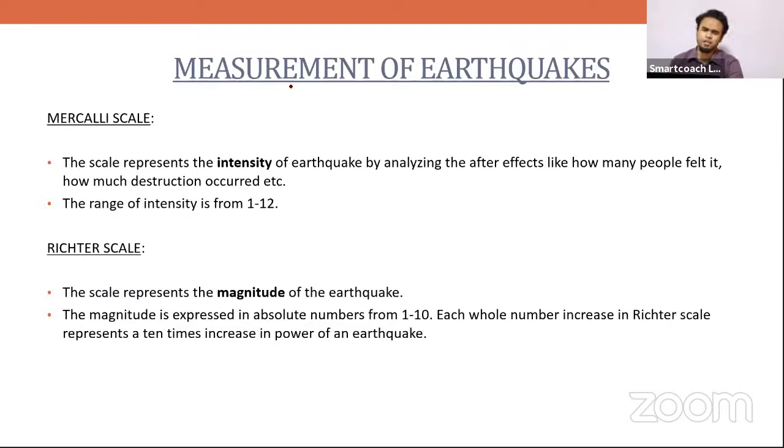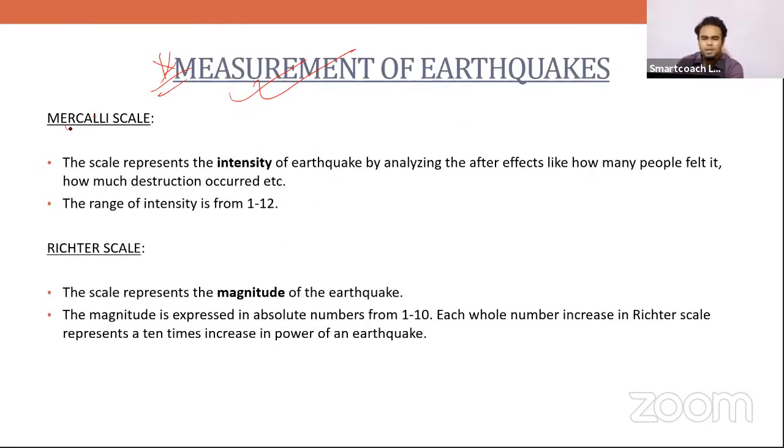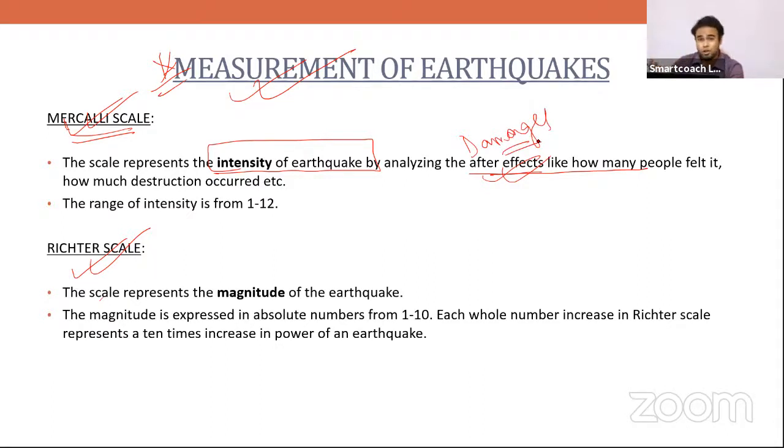All right, so the last topic of today's discussion is the measurement of earthquakes. Now, how do we measure earthquakes? There are 2 important scales through which we measure the earthquake. The first one is called the Mercalli scale, and the second one is called the Richter scale. Now, what is this Mercalli scale? The Mercalli scale represents the intensity of the earthquake by analyzing the after effects. It basically looks into the damage caused by the earthquake, like damage to the structural integrity of a particular region. That's how we measure the intensity of the earthquake, right?